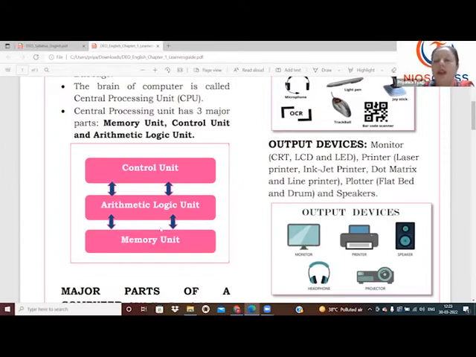Now, the arithmetic logic unit, this is the second unit, which is very important. If we need to calculate mathematical operations like addition, division, multiplication, that work the computer handles with this unit, the arithmetic logic unit.